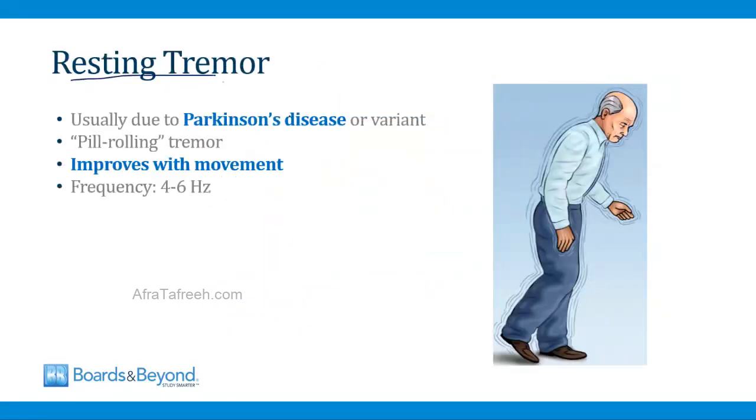Resting tremors are usually due to Parkinson's disease or some Parkinson's disease variant, and I talk about these disorders in another video. The tremor of Parkinson's disease is described as a pill-rolling tremor. It occurs at rest and the patient looks like they're trying to roll a pill between their fingers. This tremor improves with movement, and it's a relatively low-frequency tremor, usually about 4 to 6 hertz. So a tremor of 4 hertz means there are 4 tremors per second. That's a relatively slow speed.